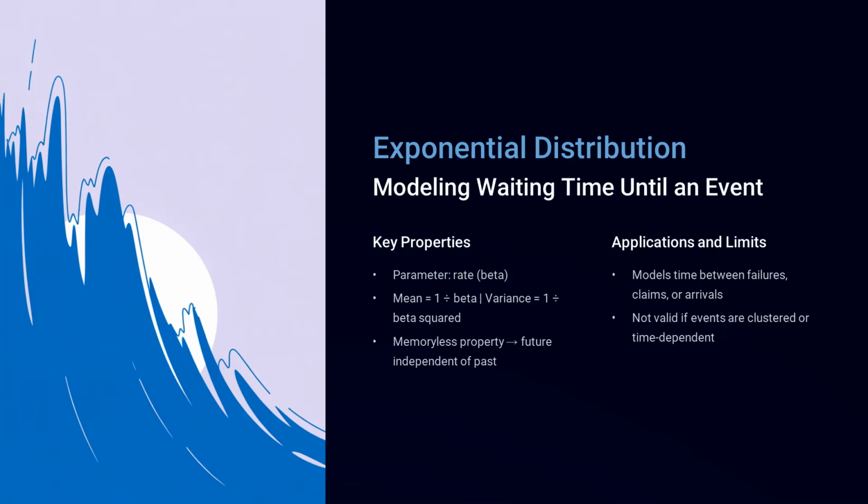This makes it a good model for waiting times in systems where events happen independently, like the time between incoming customer calls, machine failures, or claim submissions. However, in many real systems, events do cluster or depend on past history. For example, one failure increasing the chance of another. When that happens, you'll need to move to more flexible models like Weibull or gamma distributions.